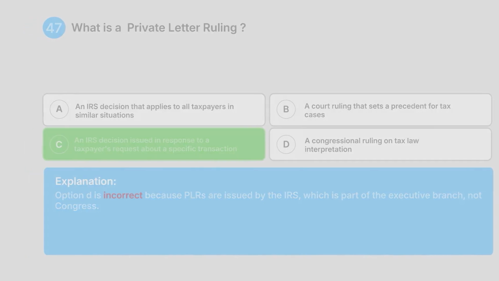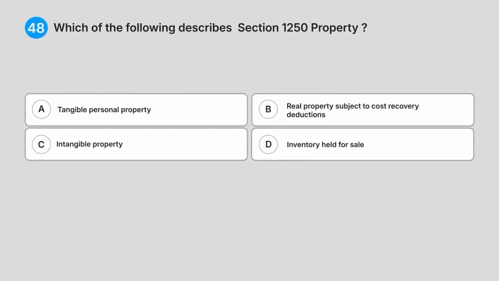48. Which of the following describes Section 1250 property? A. Tangible personal property. B. Real property subject to cost recovery deductions. C. Intangible property. D. Inventory held for sale.